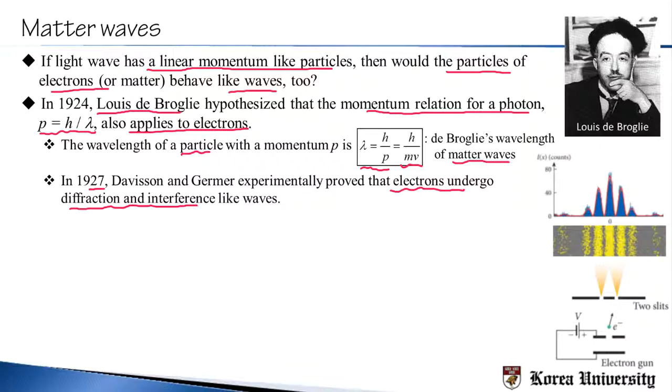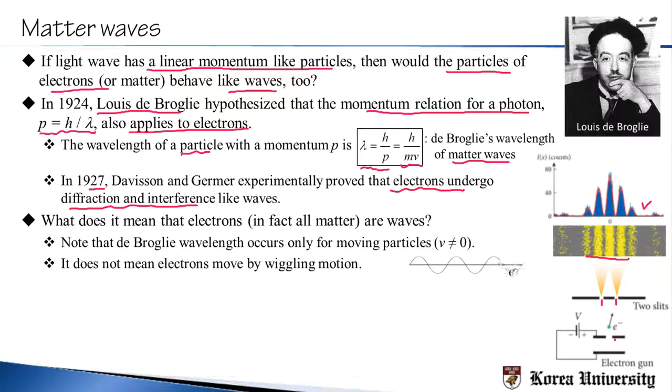Okay, so for example, if you accelerate electrons using a potential and then let them go through this double slit, this is the pattern you're going to observe, just like Young's double slit experiment, but now this time using electrons. So it actually proves that electrons are waves, which we call matter waves. Okay, so what does it actually mean that electrons are waves? Does it mean that electrons are moving like this when it's moving forward? Actually, it doesn't. It does not mean that electrons are moving sideways, like forming this type of wiggly pattern.